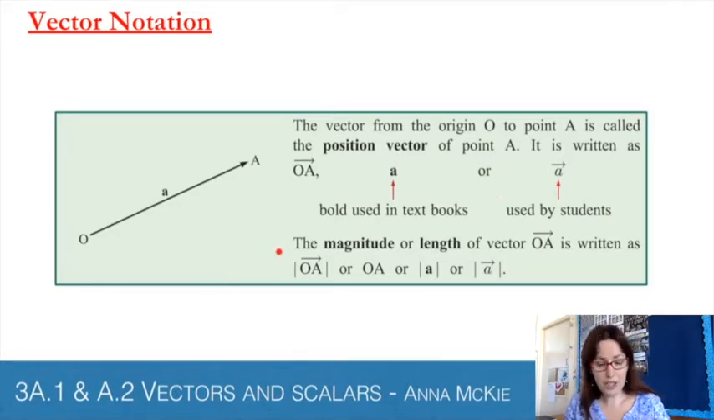To define the magnitude or the length of a vector, we write it in this way. Now, you may or may not have come across these straight brackets before, meaning modulus. So that's the positive of whatever number's in there. Or again, it could be written around the bold or the small arrow, that sort of thing.